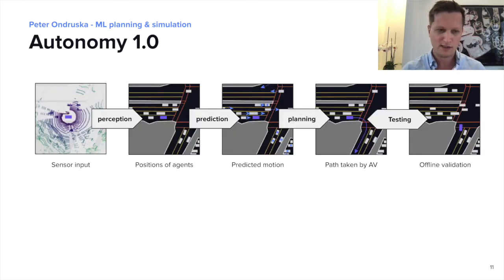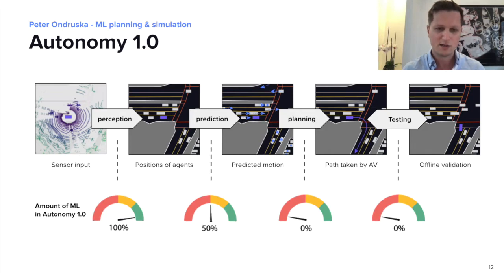When you look at this stack and you look at how much machine learning is used in these individual steps, you discover that in the current technology that is widely adopted across the industry, machine learning is used, but not to solve each step. In particular, perception is more or less machine learned, but when it comes to planning and simulation, these are still very, very handcrafted solutions.